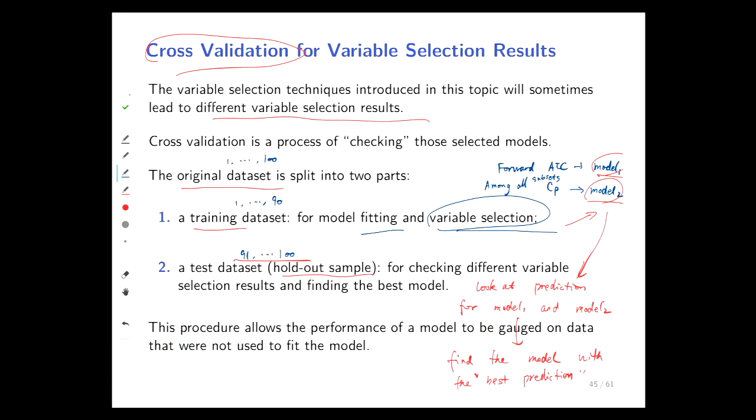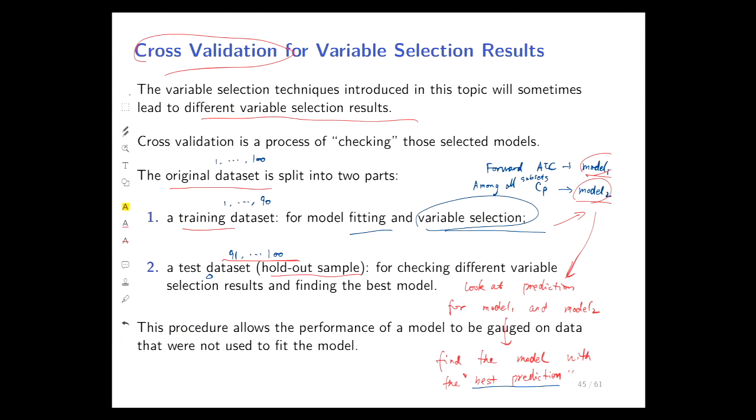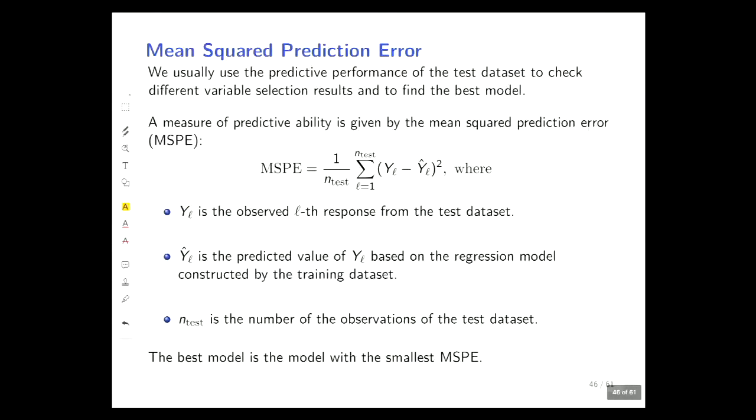But one thing I didn't mention is the meaning of best prediction for this test data set. We need a statistical measure to decide what kind of prediction is the best. In order to do that, we introduce the mean squared prediction error. This concept is very similar to mean square error, but you can see some differences.